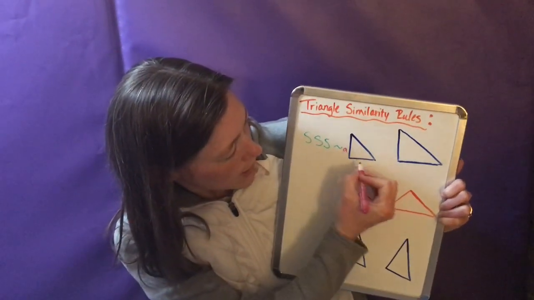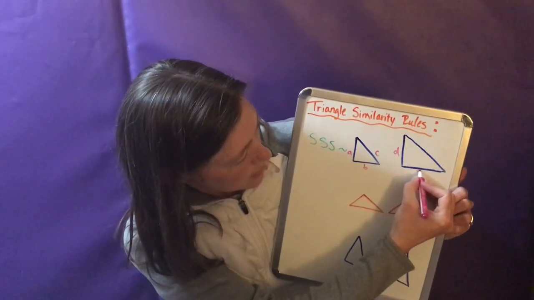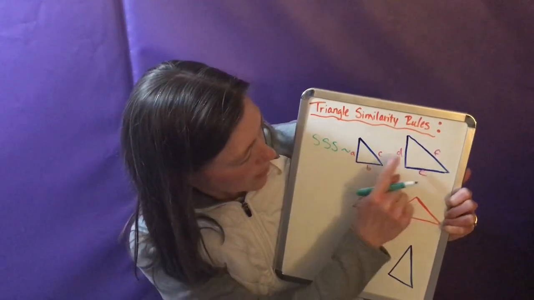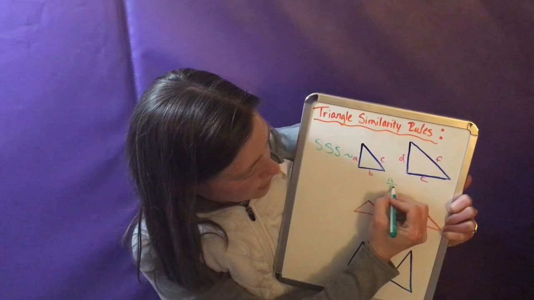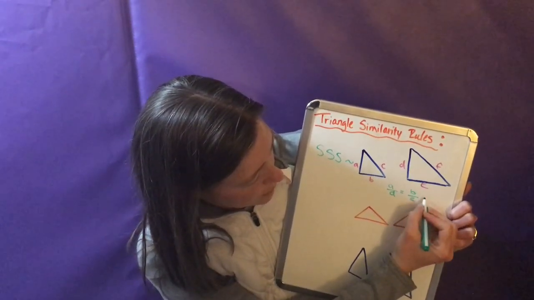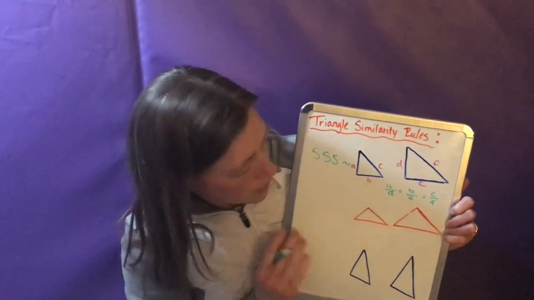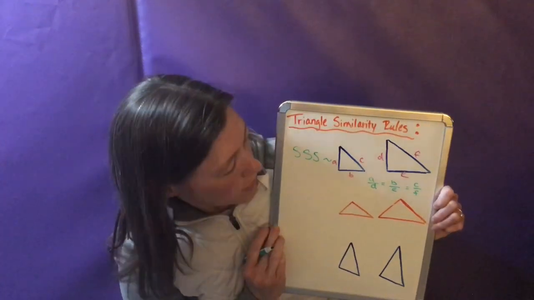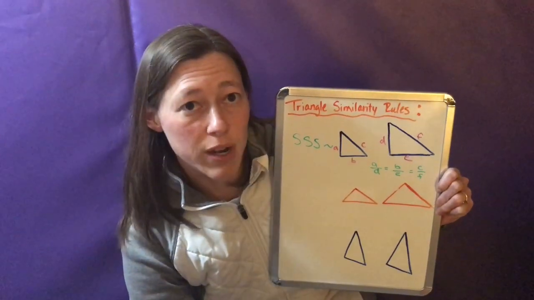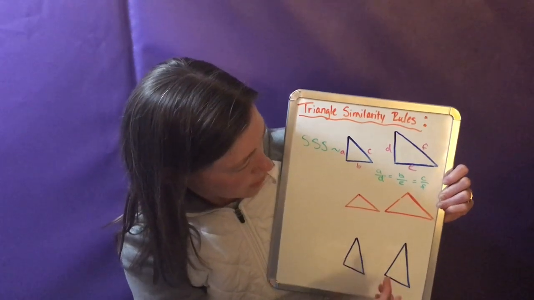So say that this is A, this is B, and this is C, and this is D, E, F. That would mean that A over D is equal to B over E, which is equal to C over F. Okay, and if you know that all of the sets of corresponding sides are proportional, then you already know that the triangles are similar.